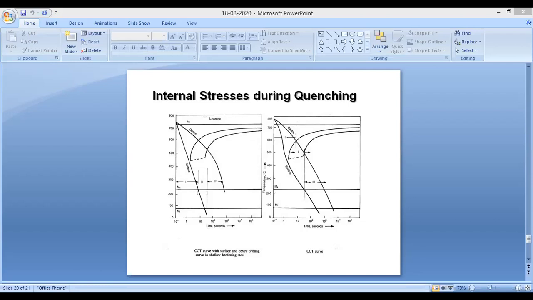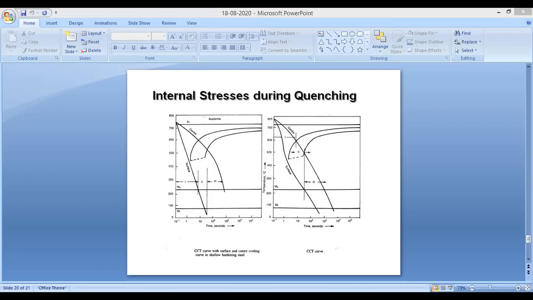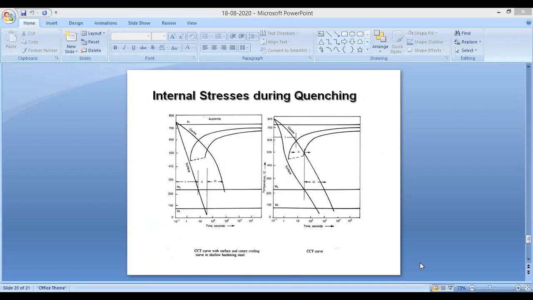Next is about the shallow hardening steels. In this, the transformation has completed in the center to 100% pearlite before the surface starts to transform to martensite. The center has expanded in stage 2. In stage 3, martensite starts forming in the surface. That is, expansion occurs of the surface layers. The final result is that compressive stresses increase considerably at the surface, while the center is under tensile stresses.